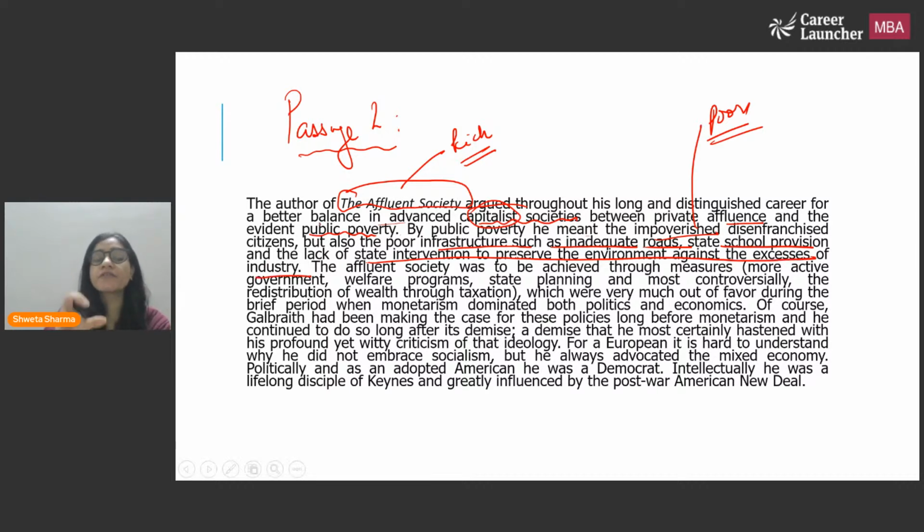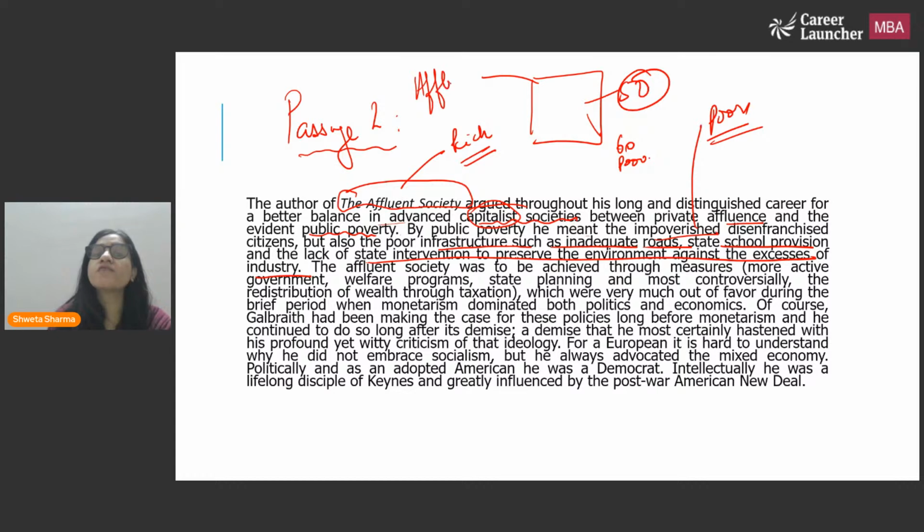Right. So if it's referring to poverty in terms of the public, even if there's an affluent society, like the society has 50 people who are very rich, but there are 60 people who are poor. And when it comes to a society being called an affluent society, what we want is the education system should be good, the healthcare system should be good, the infrastructure, the parks, the roads, everything should be up to the mark. That is when we can term a society to be an affluent society.